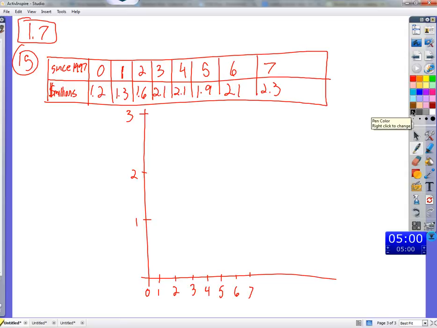And now, at year zero, in 1997, it cost 1.2 million. So this is probably about 0.2 right there. 1.2, and then 1.3 at 1 year, 1998. 2 years, 1.6, a little bit past 1.5. 2.1, 3 years later. 4 years later, 2.1 again. Down to 1.9, up to 2.1 again. So for the seventh year it's 2.3, maybe about there. It's as simple as that. We're just graphing inputs versus outputs.